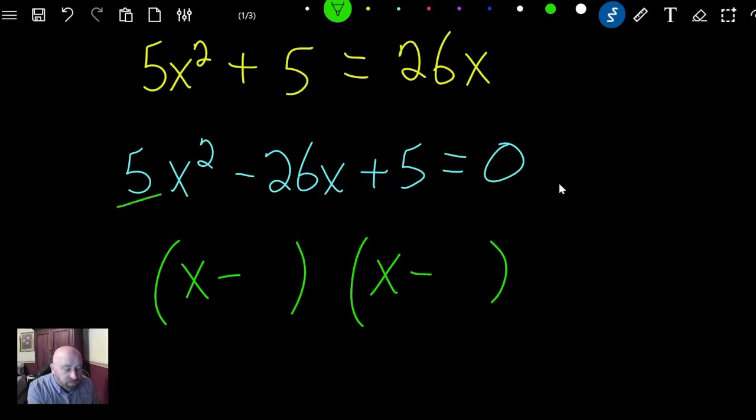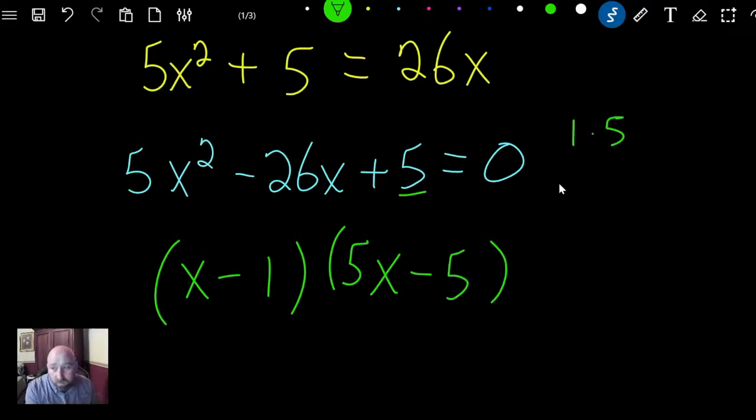Our 5, so one of these is going to be a 1x, and one of these is actually going to be a 5x. Let's give some more room there. So we'll make a 5x, and then this is going to factor out to a 1 and 5 as well. So one of these is going to be 1, one of those is going to be a 5. I don't know if that's going to work or not. We have to FOIL it to see.